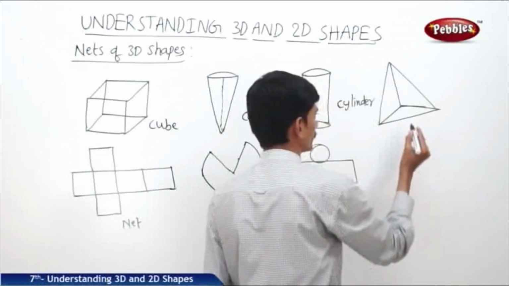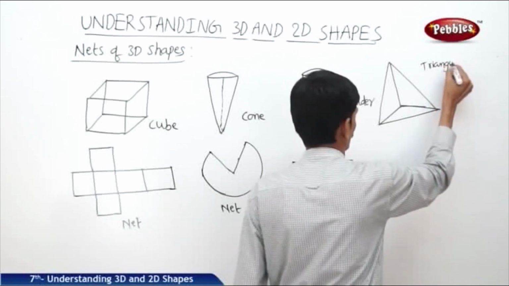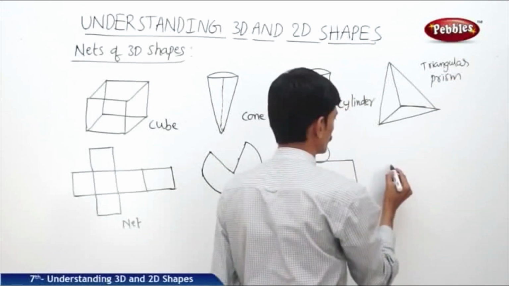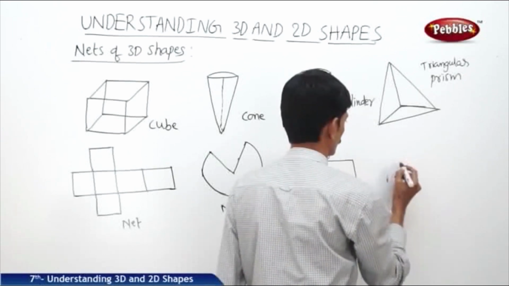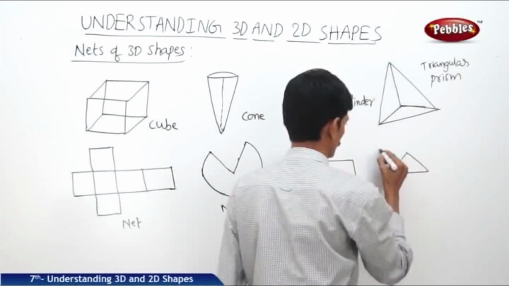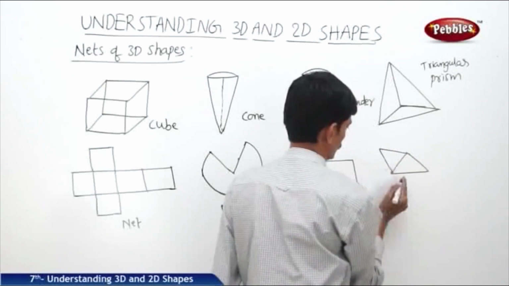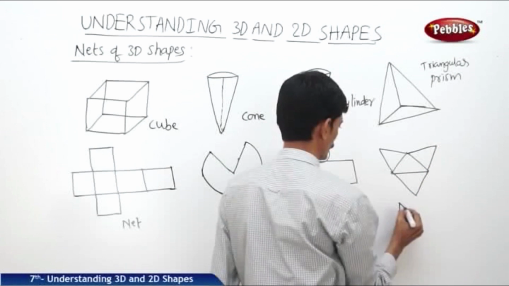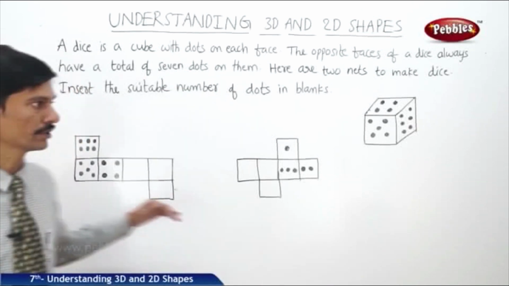And if you take a triangular prism, so this is a triangular prism. So for this, the net is, so this is the net of the triangular prism. Now let us solve the next question.